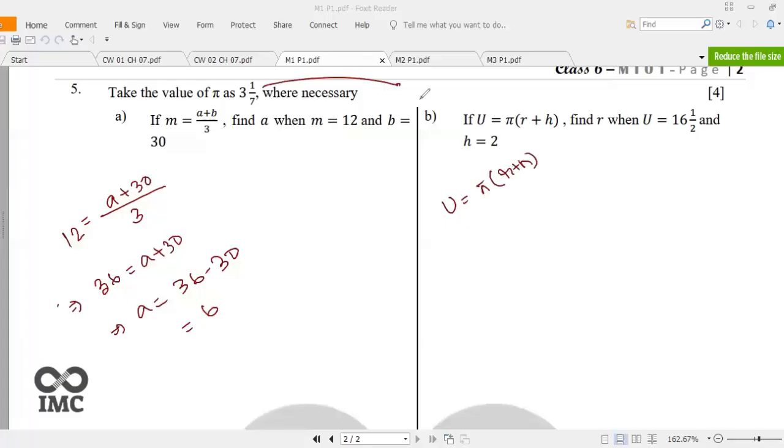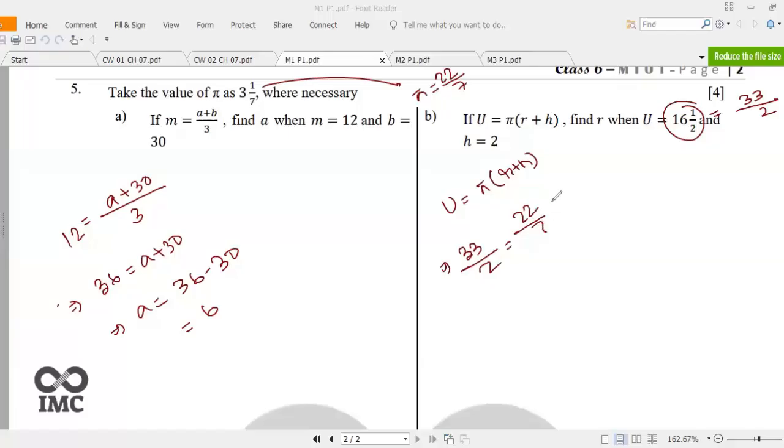So the value of pi is 3 7 21 plus 1, 22 by 7. And the value of u is 33 by 2. So we'll substitute the value of u and pi in this equation. U equal to 33 by 2 equal to the value of pi is 22 by 7.